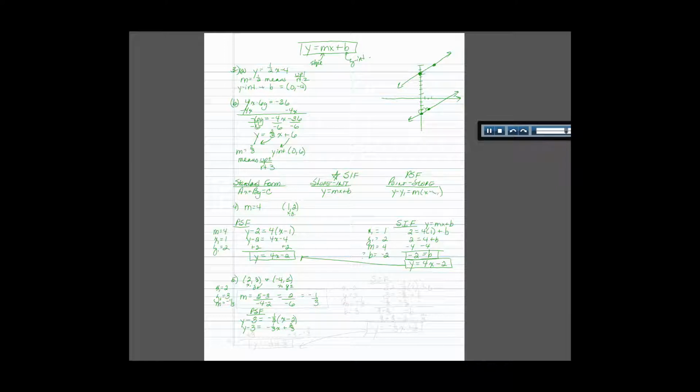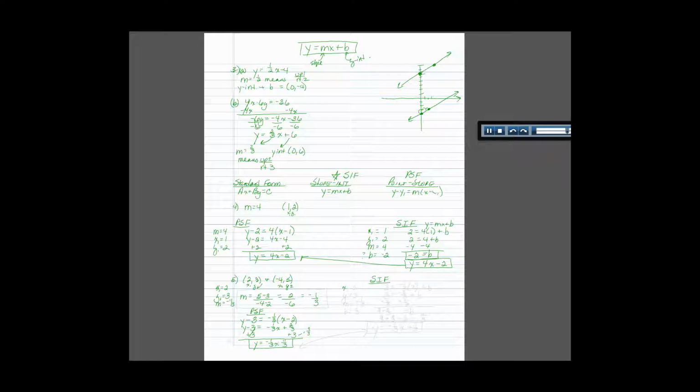Now I have to add a 3 to both sides, so you've got to be able to add fractions. And we get y equals negative 1/3 x. How do you add 2/3 and 3? I change 3 to 9/3, common denominator. So I end up with 11/3, and I have it. That's point-slope form. Now let's do it with slope-intercept form.